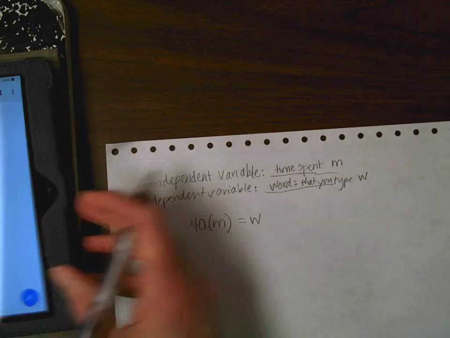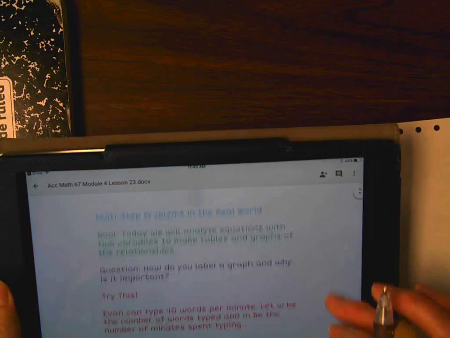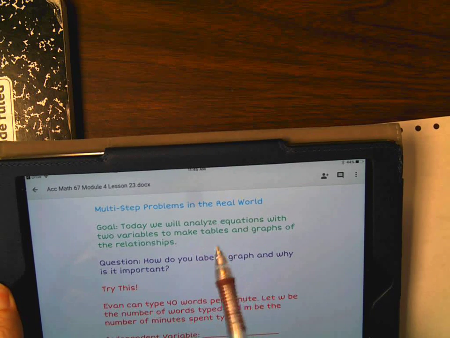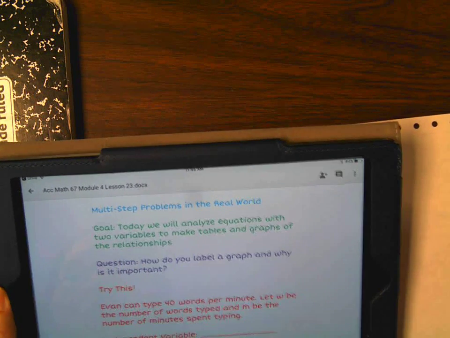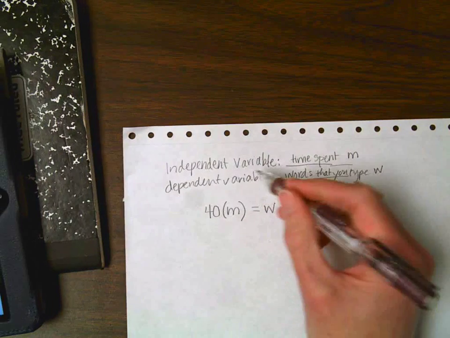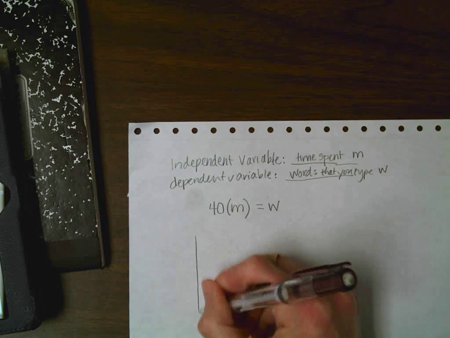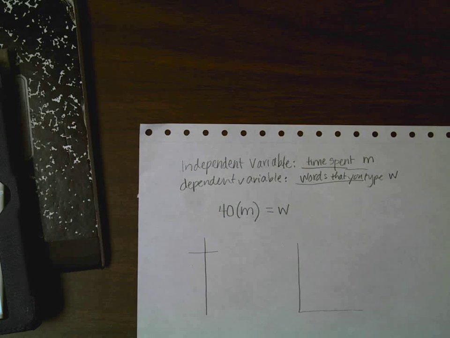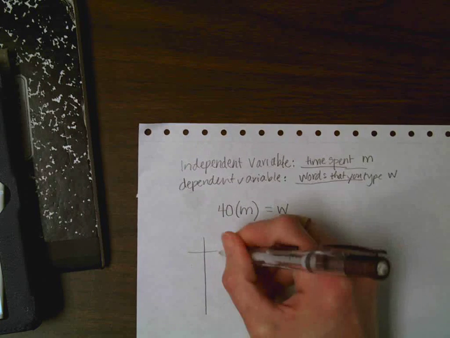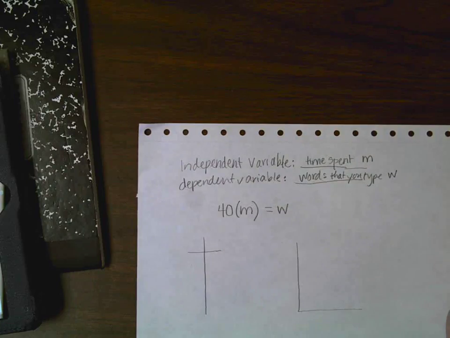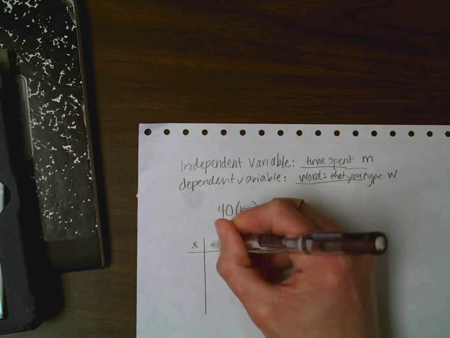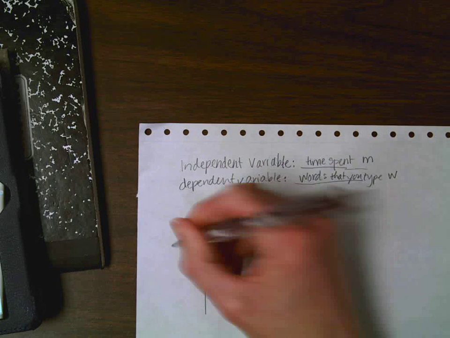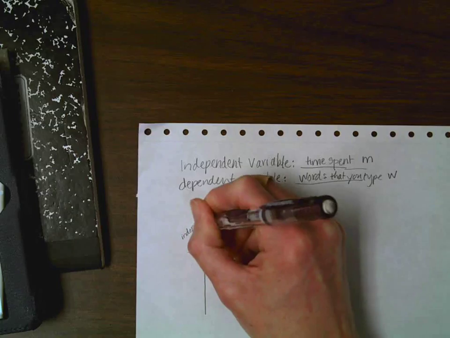Okay, so now if we go back to our goal, today we will analyze equations with two variables and make tables and graphs of the relationships. We already figured out our independent and our dependent. So I'm going to draw these two things because we talked about them earlier. Remember this table? Do any of you remember this table? It was from a long time ago. We had an X right here and a Y right here, and we said that the X is always the, what is it? Independent.